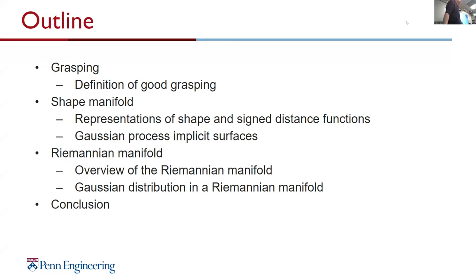I shared the links for these two papers. One is about the Gaussian process for signed distance function, and the other one is an introduction to Gaussian distribution on Riemannian manifold. If you can read them, it will be better. They have very good material. But today I will just briefly talk about it and tell you how you can use this in your projects also.